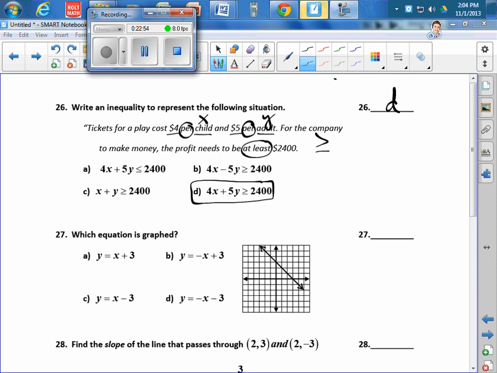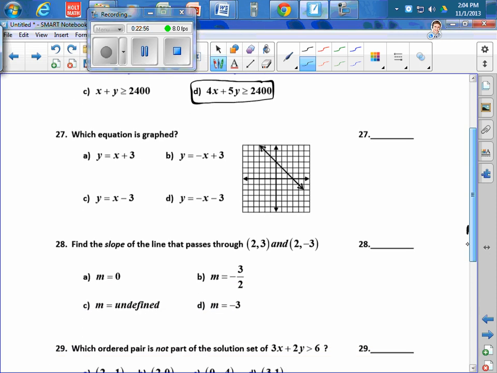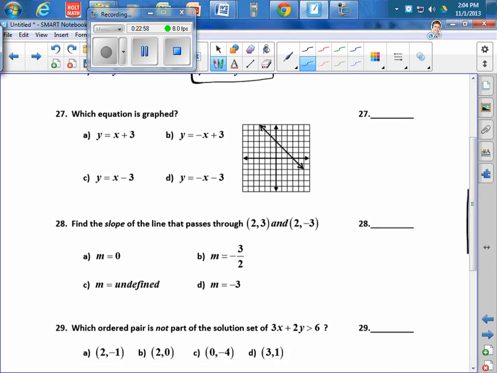Which equation is graphed? Well, first of all, it's going downhill, so it can't be A or C because it means it's got a negative slope. Is the y-intercept positive 3 or negative 3? Well, it's positive 3, so the answer is B.